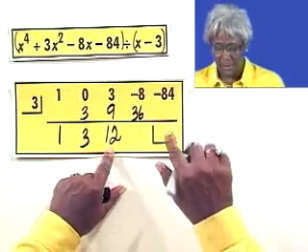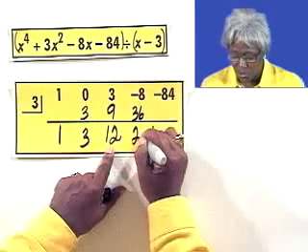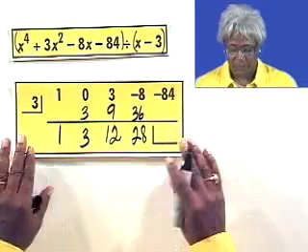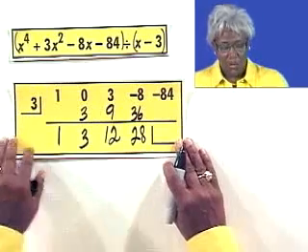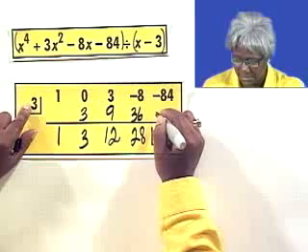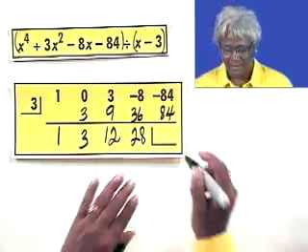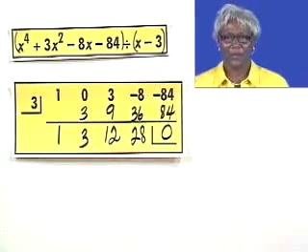Watch out for this. Now you're combining 36 and a negative 8, which is 28. And now you multiply 3 times 28, which is, look at this, 84. And when you combine, you get 0.